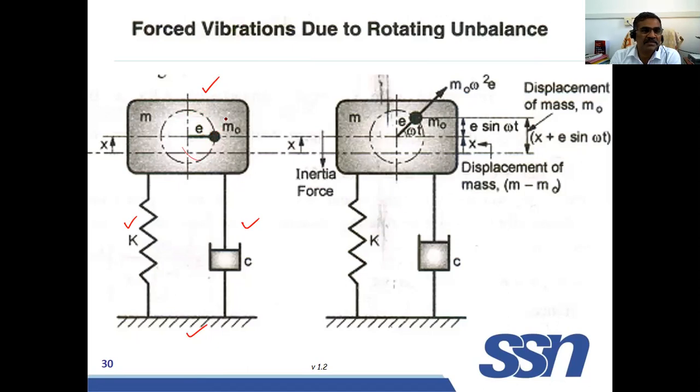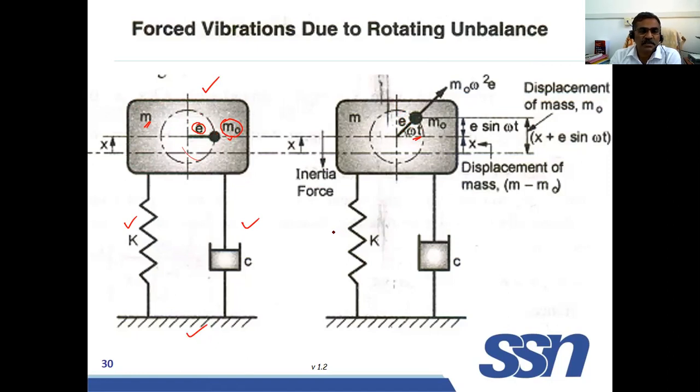So the mass of the rotating crank is m naught. The total mass of the engine is m. Within the engine, we have a crank whose eccentricity is e, and the mass of the crank is m naught. Now, since this is rotating with uniform angular velocity omega, at any point in time t, the angle is omega t. At this point, what will be the vertical force?